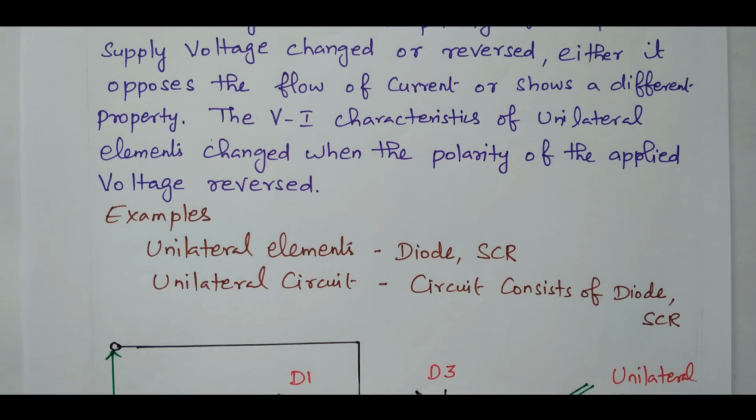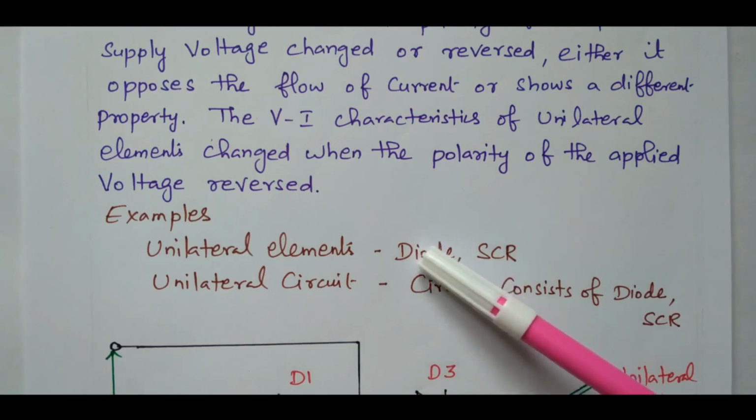If anode is positive with respect to cathode, this is forward bias. If anode is negative with respect to cathode, it will be reverse bias. So during forward bias, conduction is there, but during reverse bias, there is no conduction. So while changing the polarity, the property of the diode also changes.